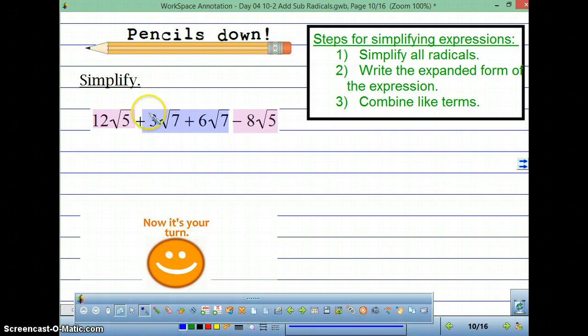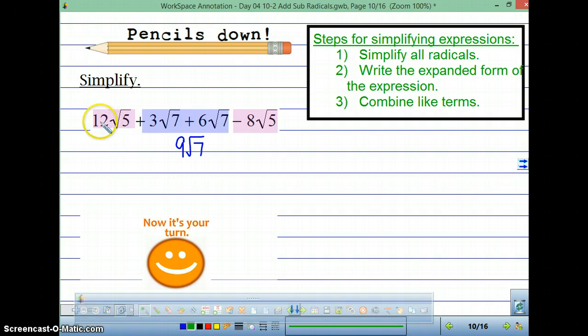Let's start with the blue terms. 3 root 7 plus 6 root 7, that's 9 root 7. Easy. Let's do the purple terms. I don't have a purple pen, so we'll use green. 12 root 5 minus 8 root 5 is 4 root 5. 12 minus 8 is 4. Answer. Done.